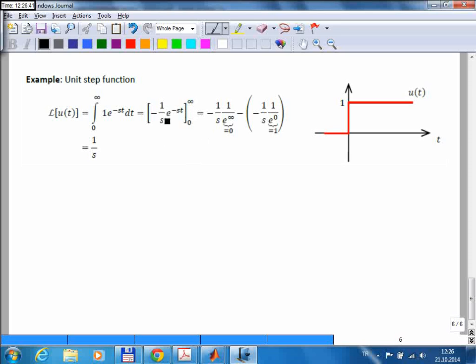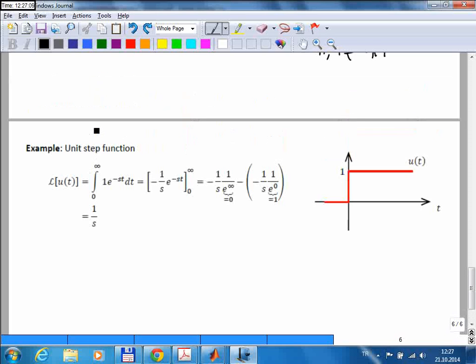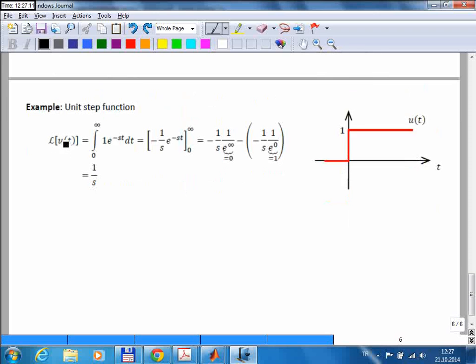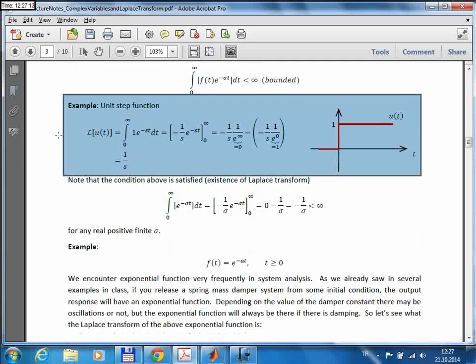So the value of this thing at infinity is 0, since you have e to the power infinity in the denominator, minus you evaluate this function at t equal to 0, and for that you have 1, and in the end the integral gives you 1 over s. Okay, so if you take the Laplace transform of the unit step function, you get 1 over s. That's the end result.